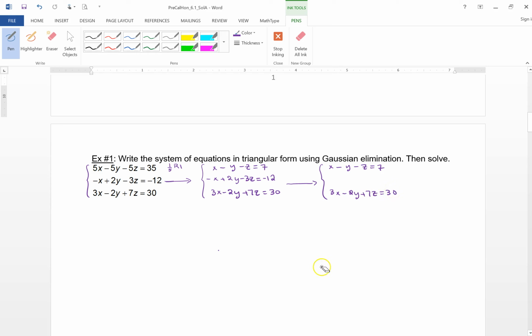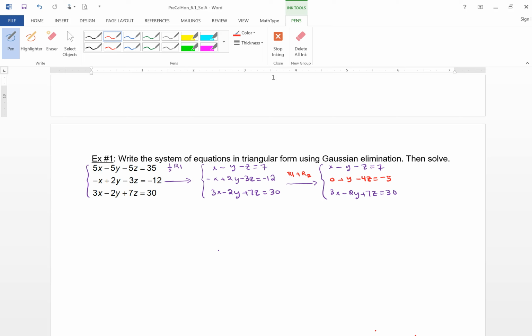Now, let's color code this. I'm going to add row 1 plus row 2, and I'm going to put it here. So if you add row 1 and row 2, what do you get? 0, I don't write that, well, maybe I will for now, plus y minus 4z is equal to negative 5. Make sense? What if the x doesn't go away? Well, you can also combine multiples. So you can multiply 1 by 2 and add it to that.